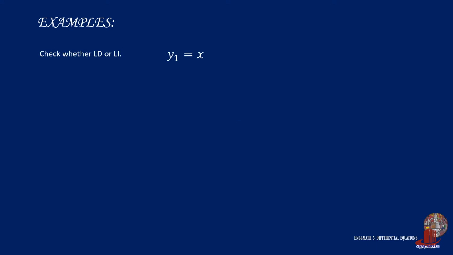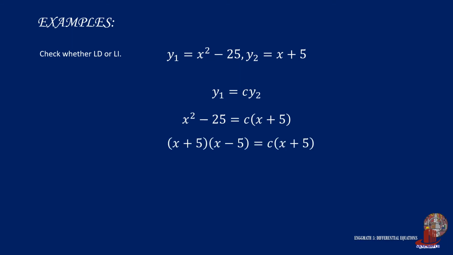Next example. Check dependency or independency of y1 is equal to x squared minus 25 and y2 which is equal to x plus 5. Equate them together with c, so we have x squared minus 25 is equal to c times the quantity of x plus 5. The left side of the equation can be expanded to the quantity of x plus 5 times the quantity of x less 5, where we can notice that the quantity of x plus 5 can be cancelled out, showing that c is equal to x minus 5. And what we got is a function instead of a constant, so the functions are again linearly independent.